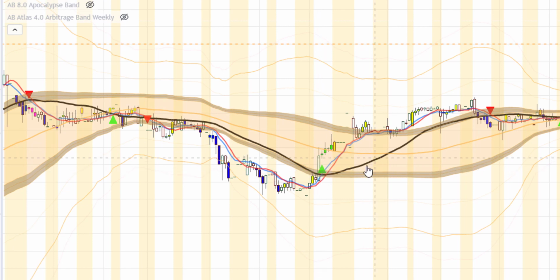So we've talked about the black RSI line. We've talked about the blue compass, the red momentum, and the candles. Well, what is this orange line in the middle of the band? It's actually the mean.